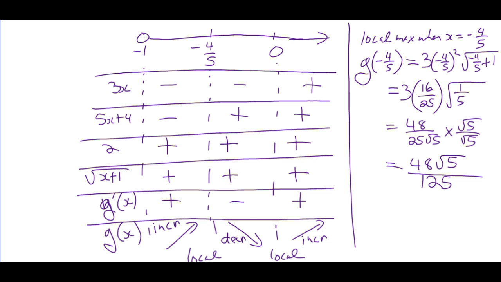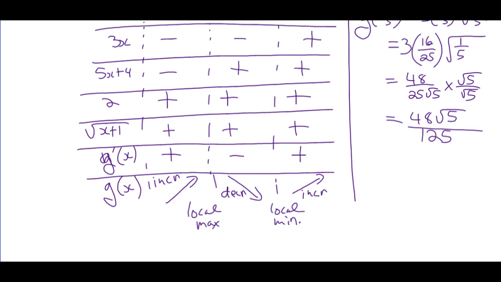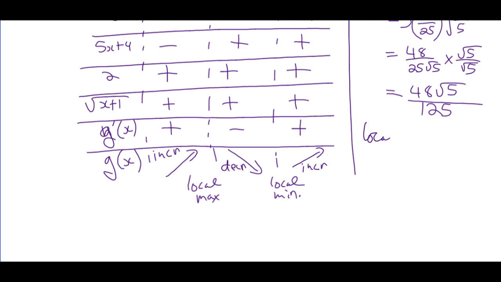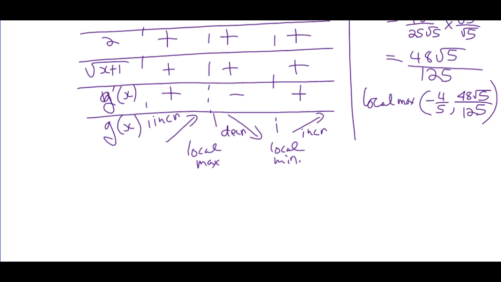Okay, so we have a local max at negative 4/5 and 48 root 5 over 125, right? And those are exact values too, right? They're both exact values. And we have a local min at 0, right?